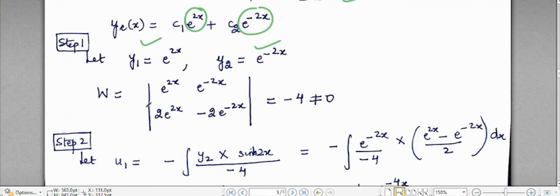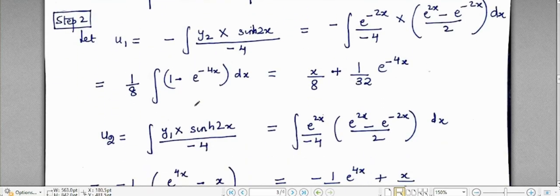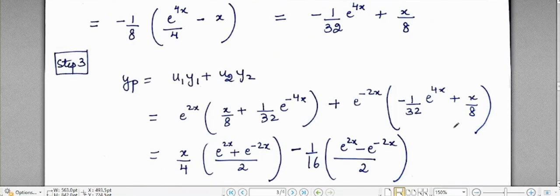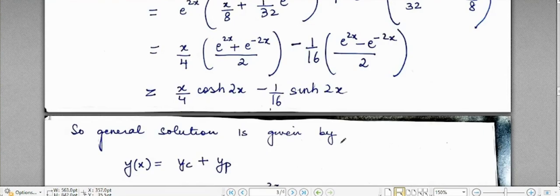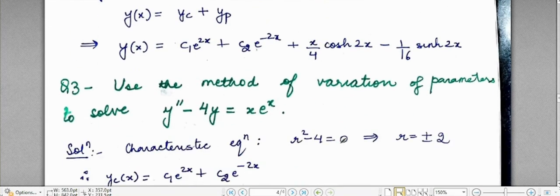After solving for y1 and y2, calculate their Wronskian. The Wronskian will always be non-zero because it's a pair of linearly independent solutions, and then just apply the two formulae that you have for u1 and u2. They are minus y2 into right hand side upon W, and y1 into right hand side upon W, easy integrations, and then apply the formula yp is u1 y1 plus u2 y2 and simplify this to get your general solution as y equal to yc plus yp, where yp takes this form after simplification.